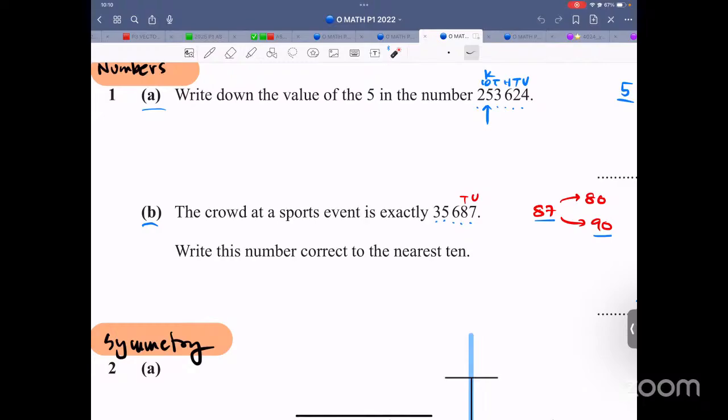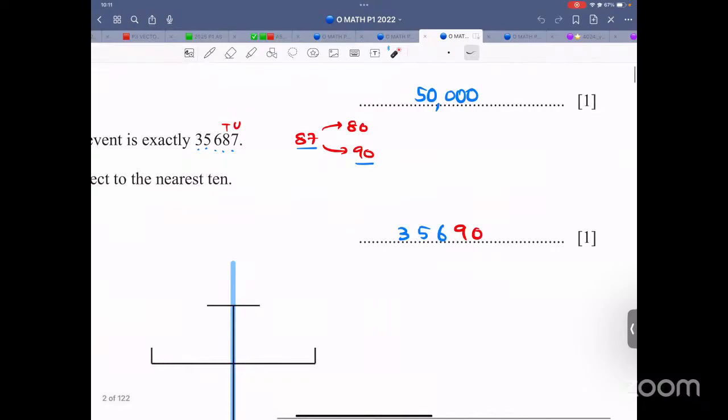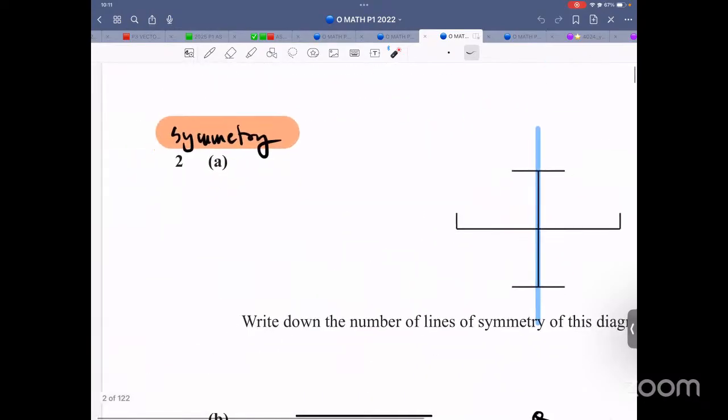So welcome back. So now over here, the crowd at a sports event is exactly 35687. Write this number correct to the nearest 10. So this is unit, this is 10. So basically 87, is it closer to 80 or 90? It's closer to 90. So this is 35690. 35690, that's the answer.